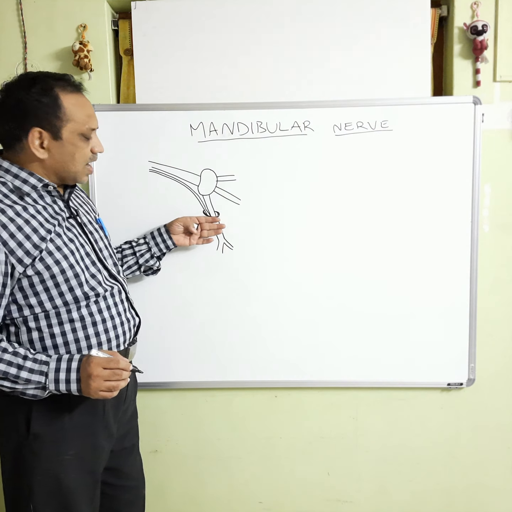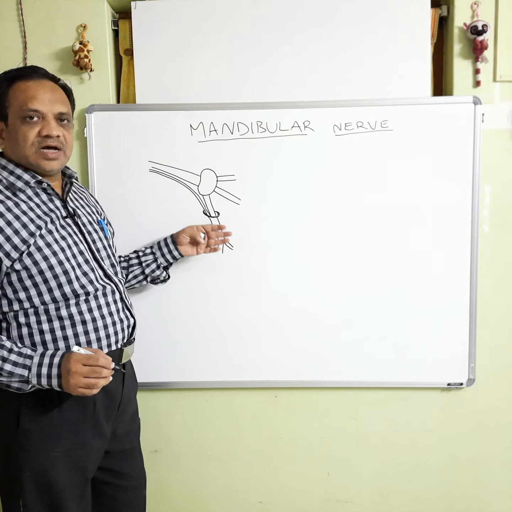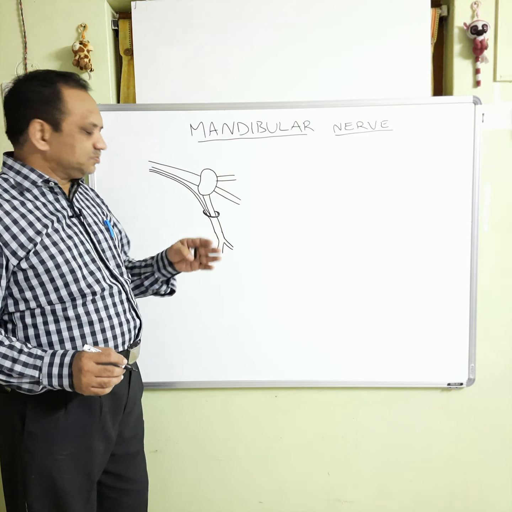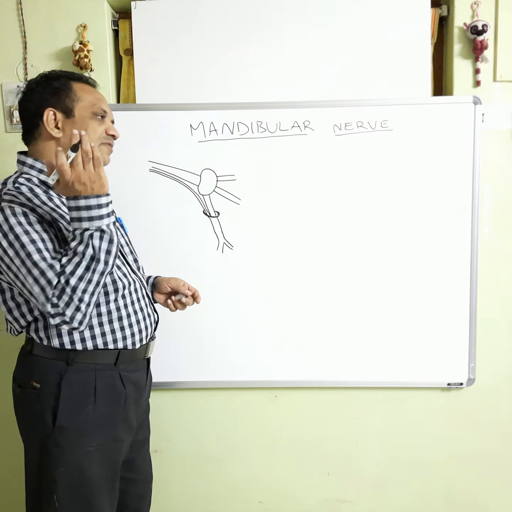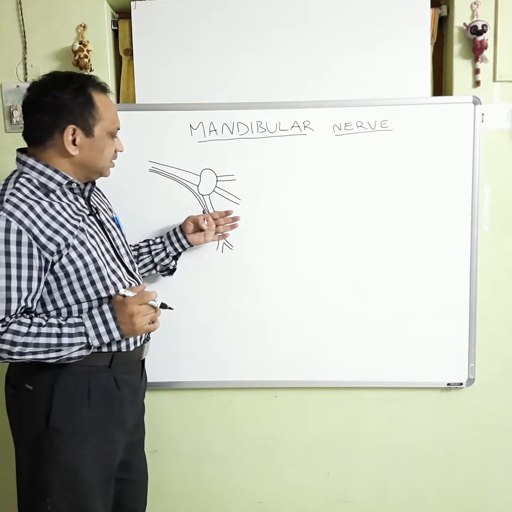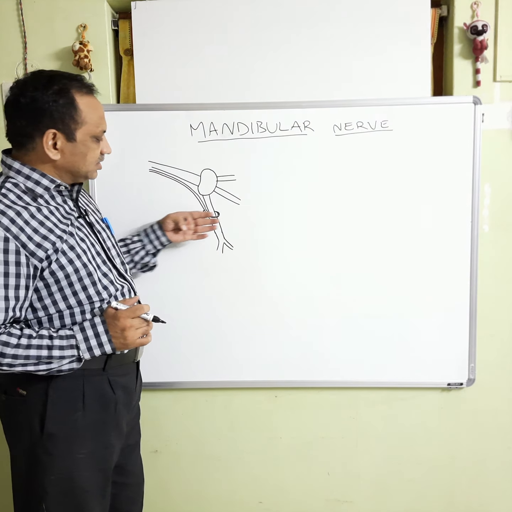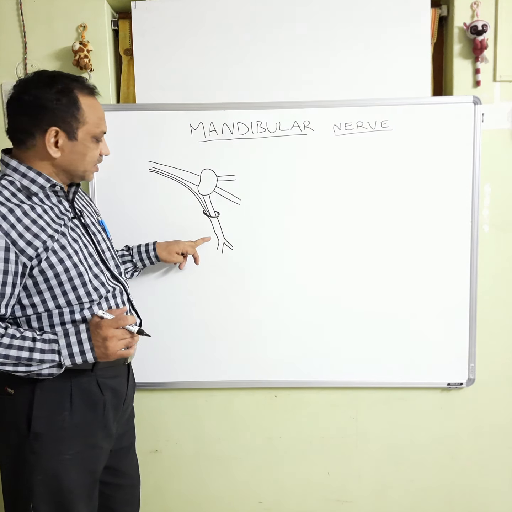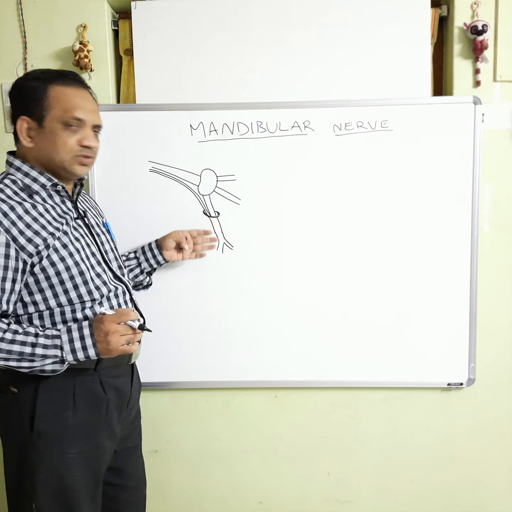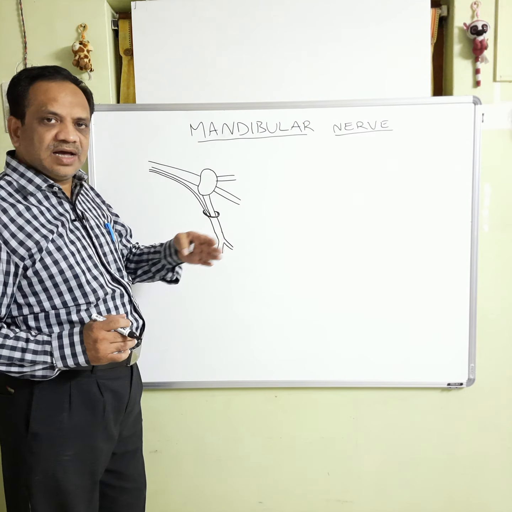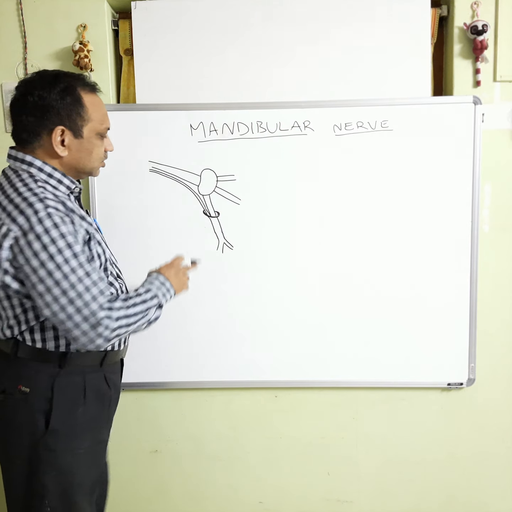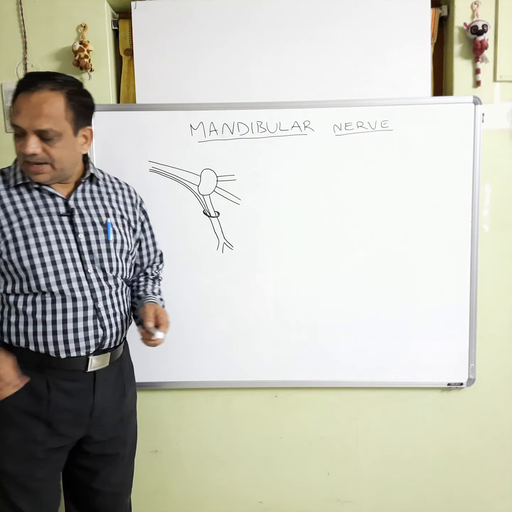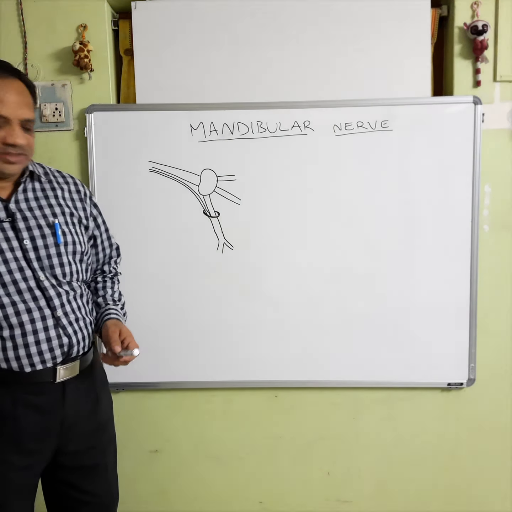So the trunk and the divisions are related to the lateral pterygoid muscle, which is present on the lateral aspect. That is, if we see from this lateral aspect, the muscle is obstructing the view of the mandibular nerve and its branches. So to view the mandibular nerve, we have to remove the lateral pterygoid muscle. So this is the lateral view. Then we will see the branches of the mandibular nerve first.